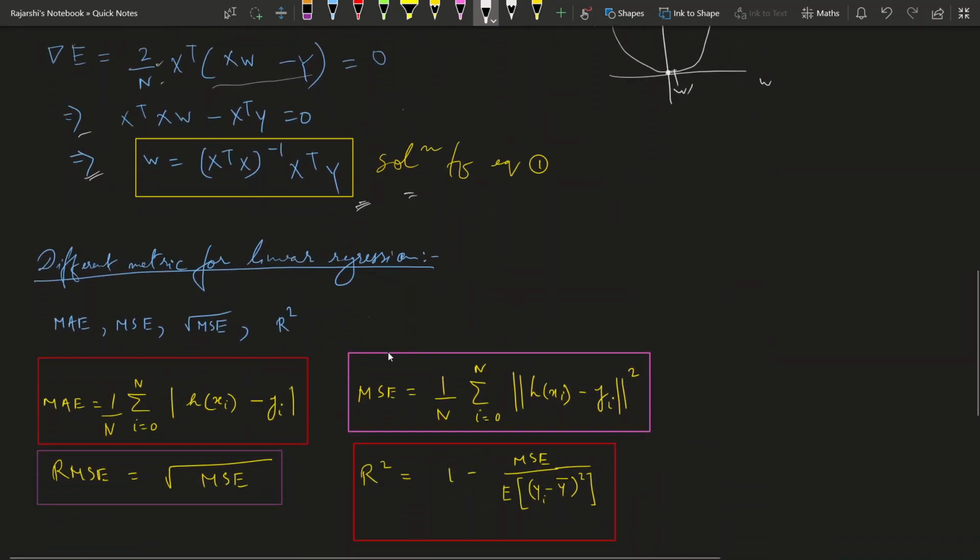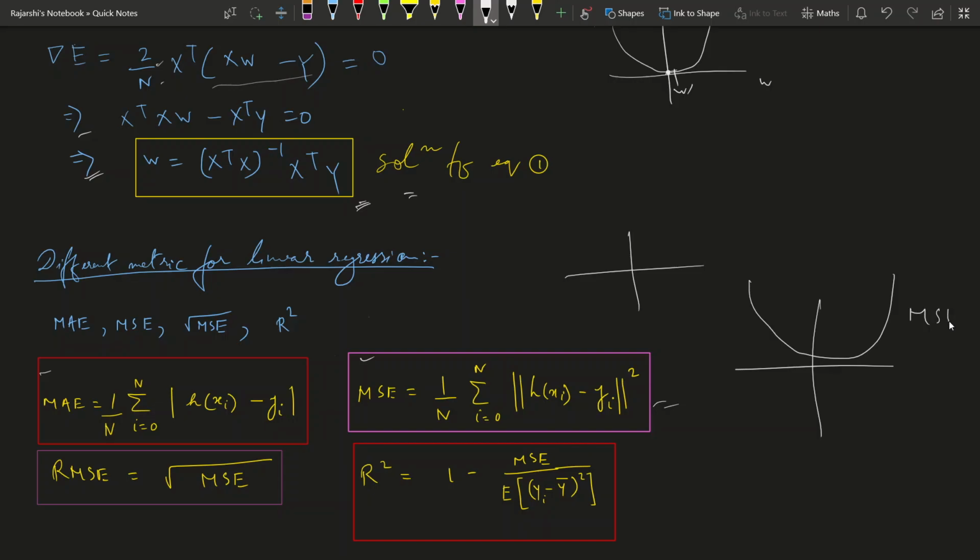Next are the different metrics for evaluating a linear regression. We all know MSE loss, and this is MAE loss. MAE is basically an absolute value. The graph of MSE looks like a parabola, right? And the graph of MAE looks like mod x. You know the nature of mod x, and the only problem with the graph of mod x is that at this particular point, it is not differentiable. But in case of MSE, it is differentiable throughout.